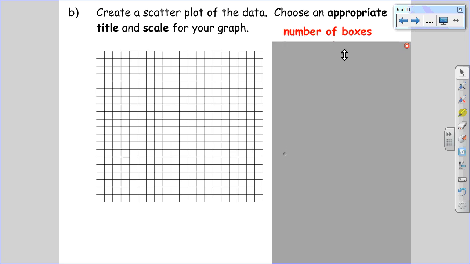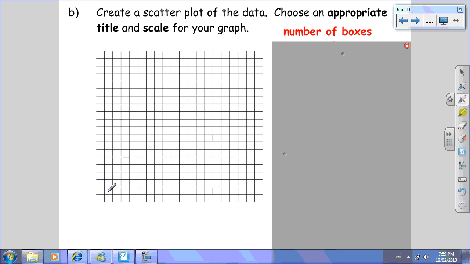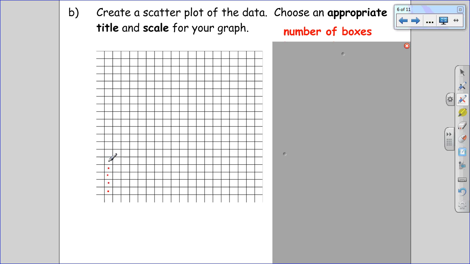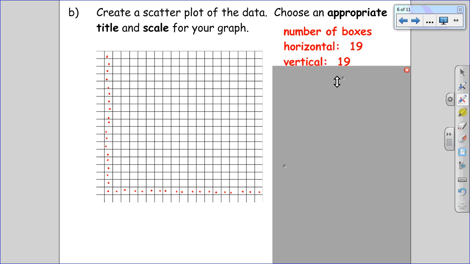So if I want to create a scatter plot of the data with an appropriate title and scale, the first thing I have to do is count the boxes up. So if I do that, I'm going to start here, 1, 2, 3, 4, 5, 6, 7, 8, 9, 10, 11, 12, 13, 14, 15, 16, 17, 18, 19 vertical boxes. And if I go across, 1, 2, 3, 4, 5, 6, 7, 8, 9, 10, 11, 12, 13, 14, 15, 16, 17, 18, 19. I've got 19 boxes on both scales.